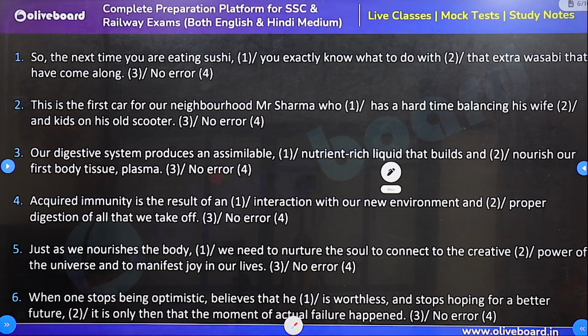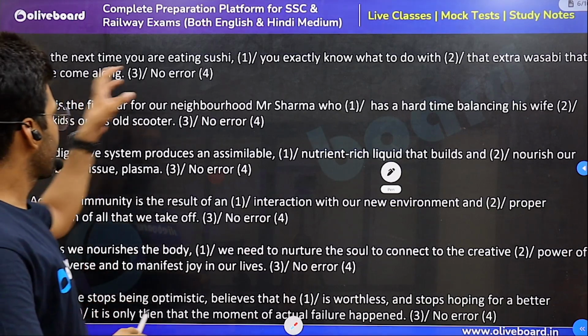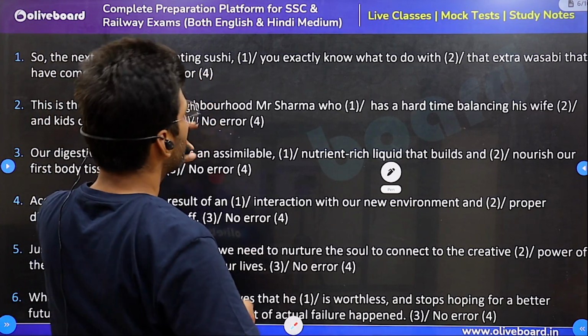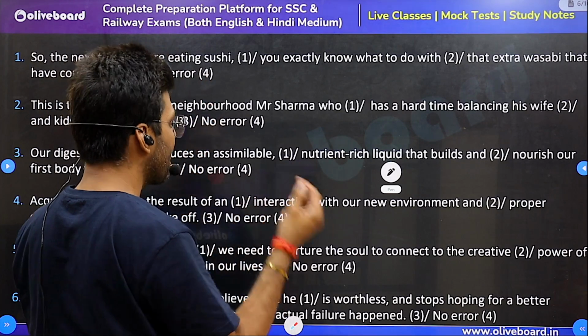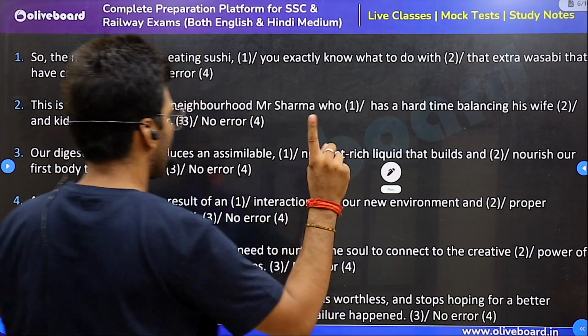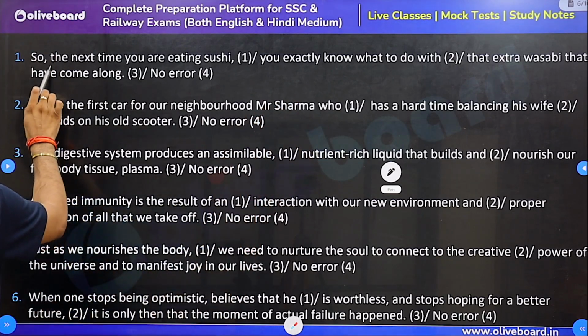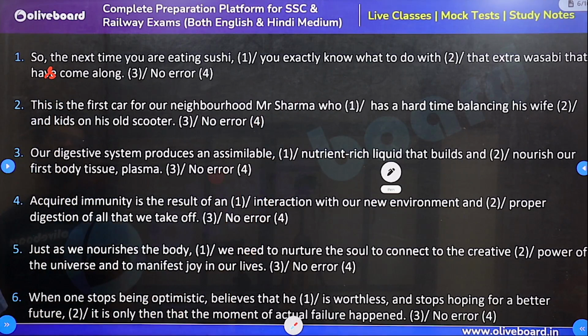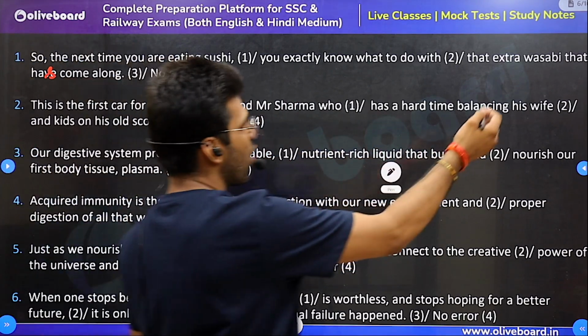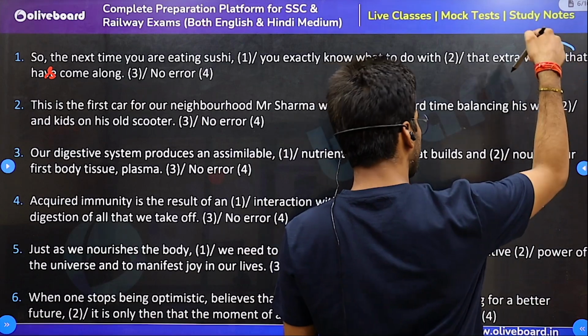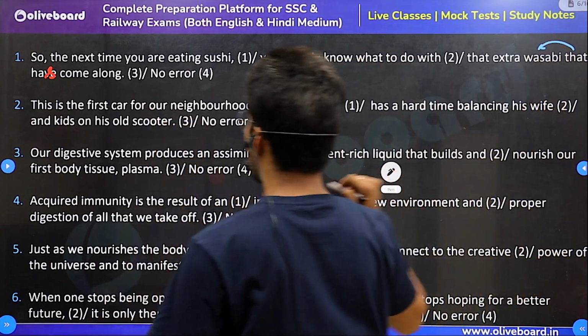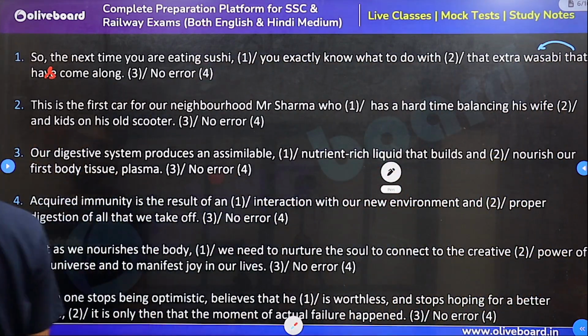Done for sure. So the next time you are eating sushi, you exactly know what to do with the extra wasabi, singular or uncountable, that has come along. The relative pronoun once again depends upon the antecedent, which is singular this time, for which we should have has.